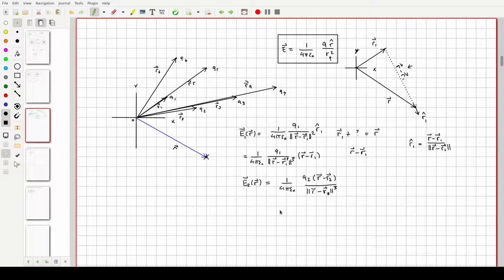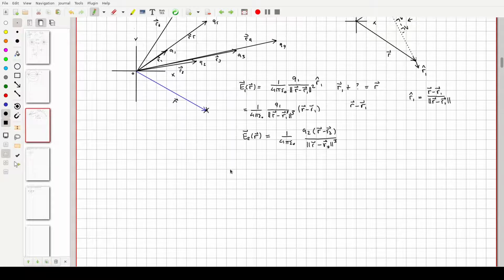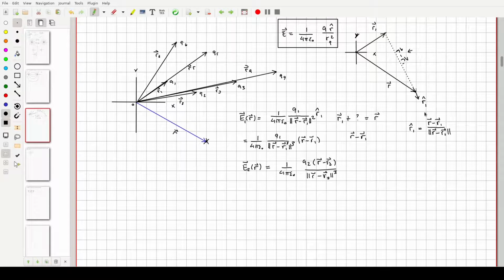So you can imagine if I wanted to find out what the total electric field was, which I'm just going to call E, at location R, it would be what you get when you add up all of your charges, in this case from 1 to 6. It's all of the electric fields at that location.